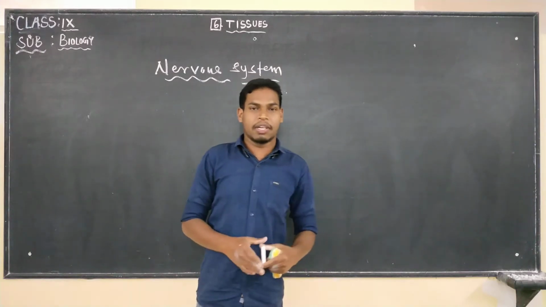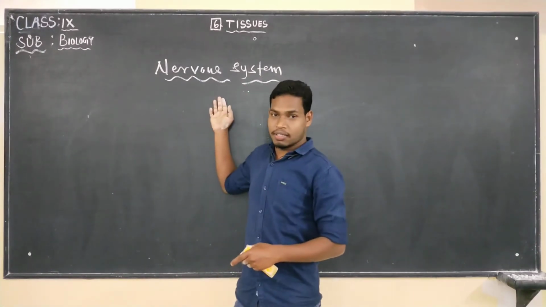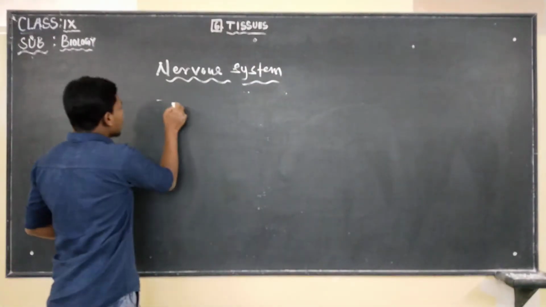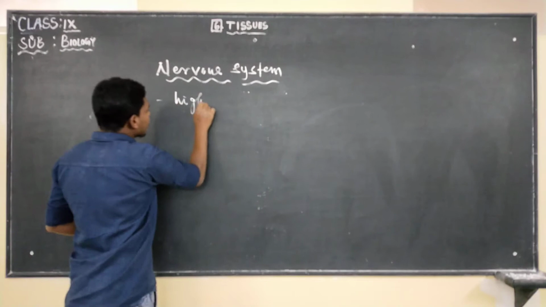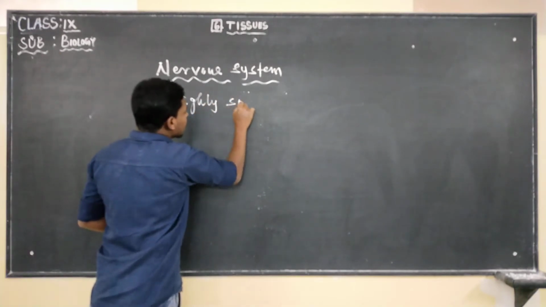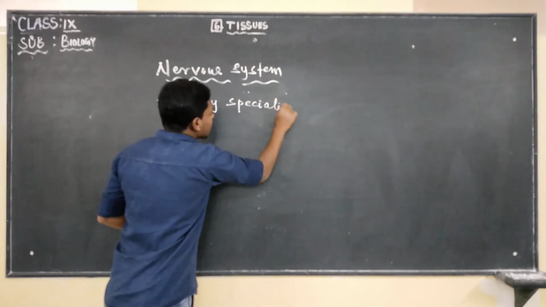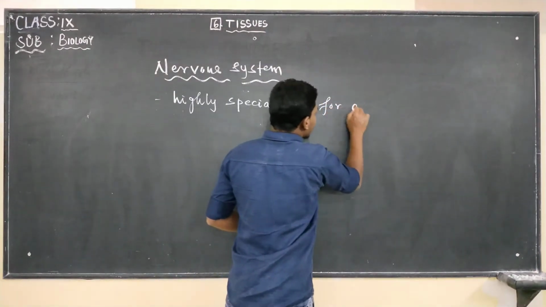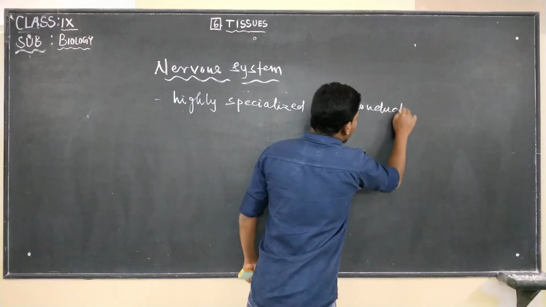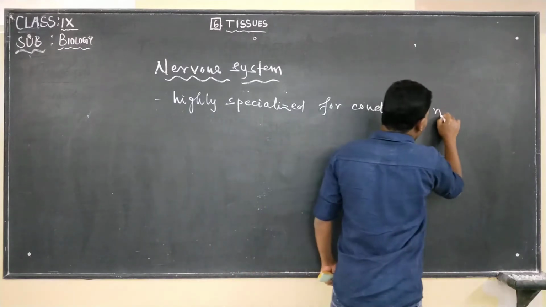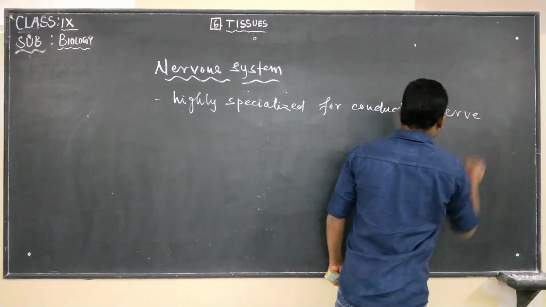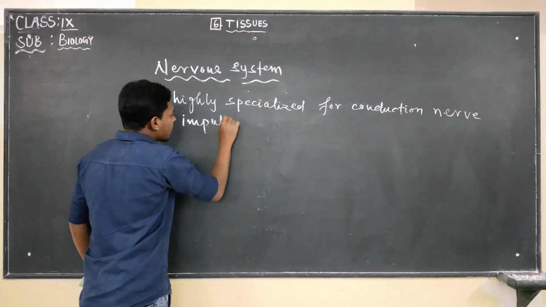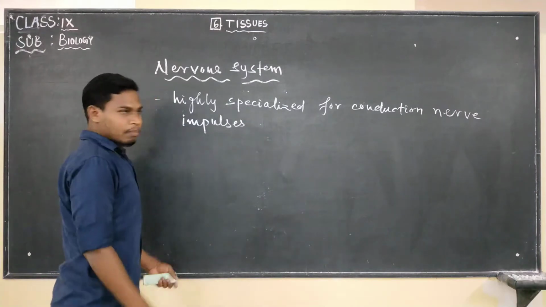Okay, in this video, we are going to see about nervous tissue. Nervous tissue is highly specialized for conduction of nerve impulses. It is highly specialized for conduction of nerve impulses.